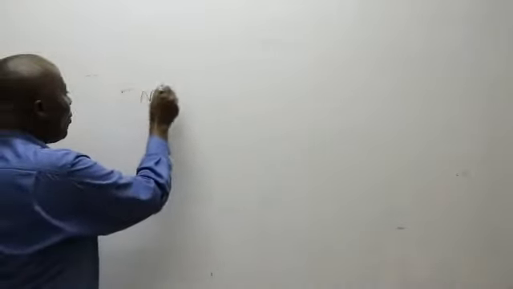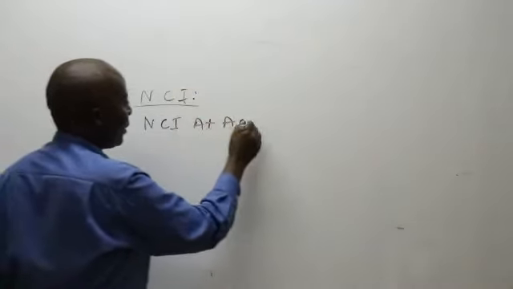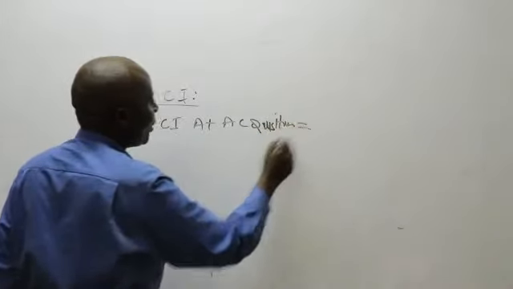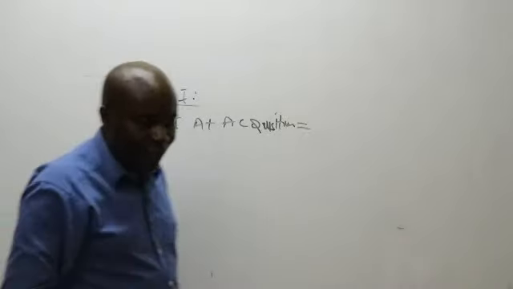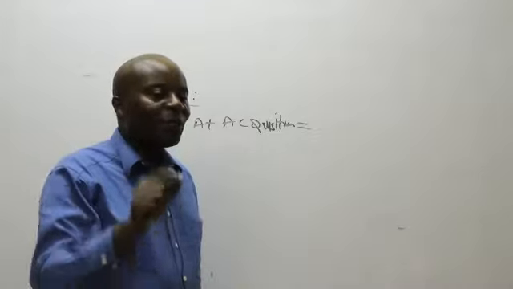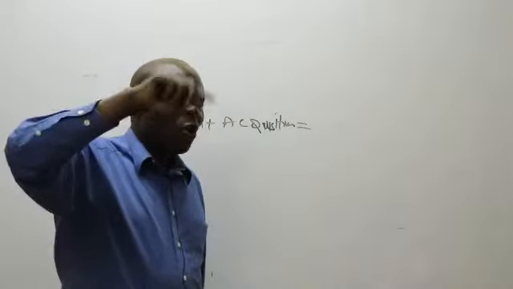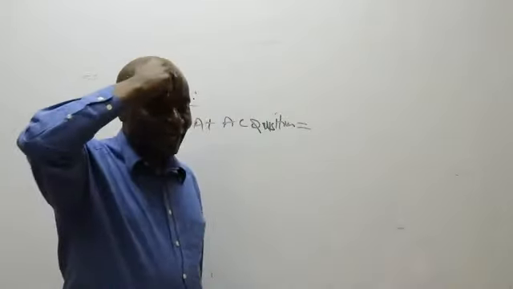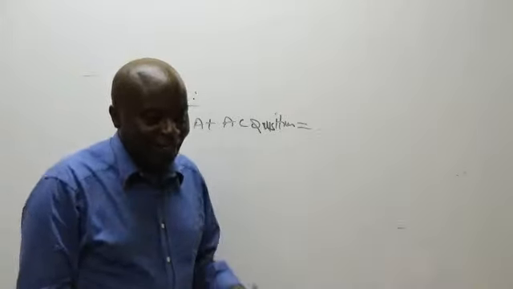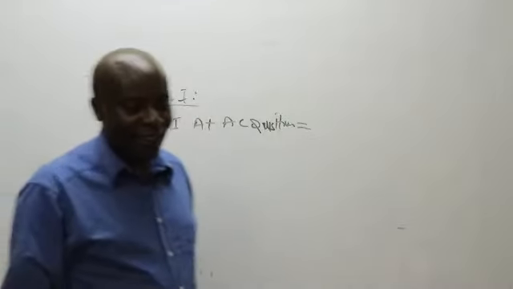So NCI working. We have here NCI at acquisition. Is there anybody who is able to give us this figure? 99,200. Where do we take it? The statement of financial position. There was a place we left under equity called foreign currency adjustment, 99,200. Are you able to see that?